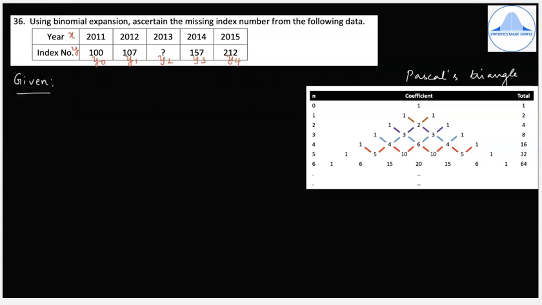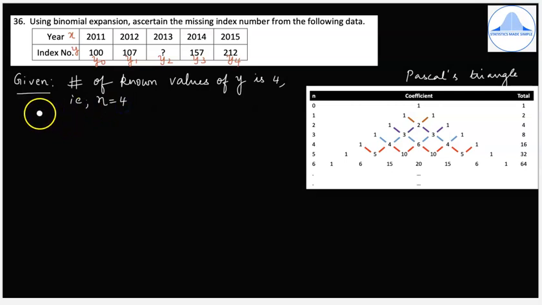Now let us write down the number of known values of y. So number of known values of y is 4. So that is n is equal to 4. Now let us write down the binomial expansion formula. So consider (y minus 1) to the power n is equal to 0, which implies (y minus 1) to the power 4 is equal to 0.